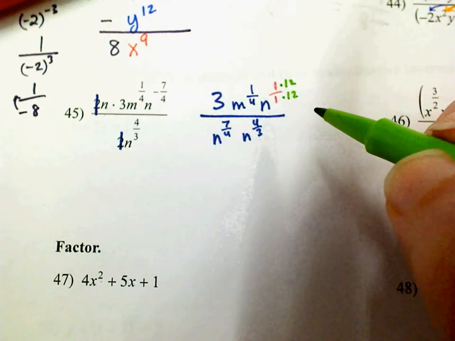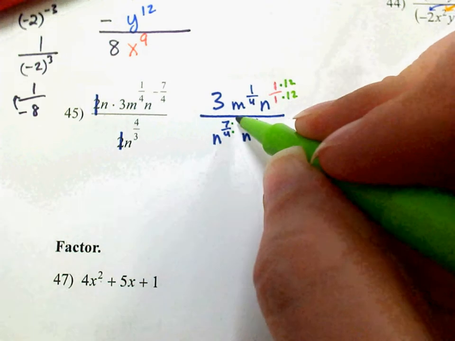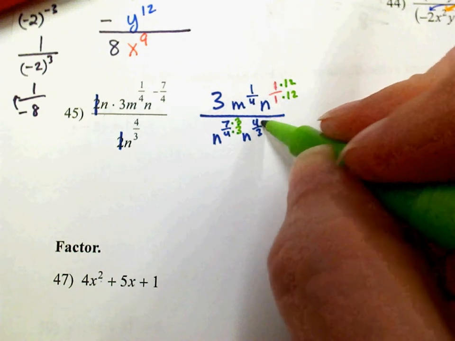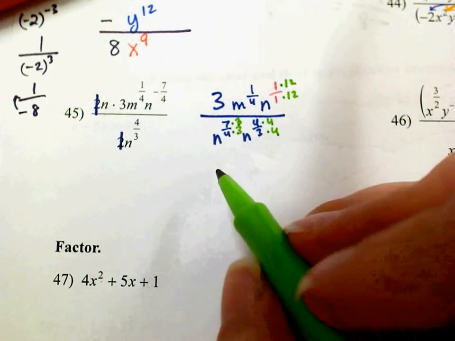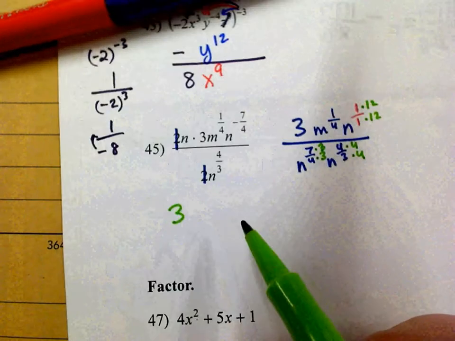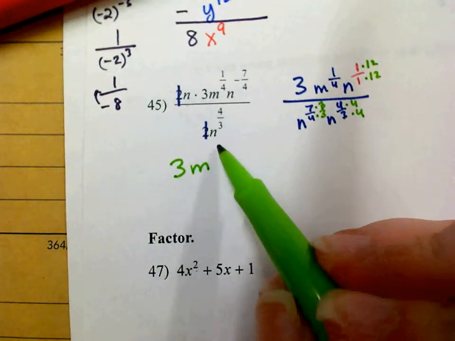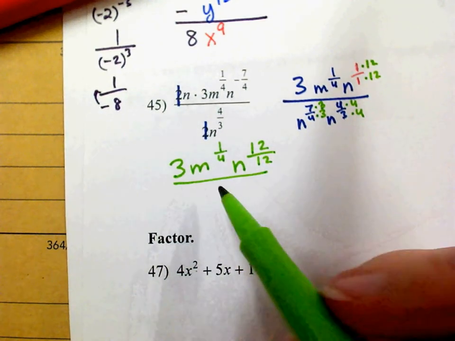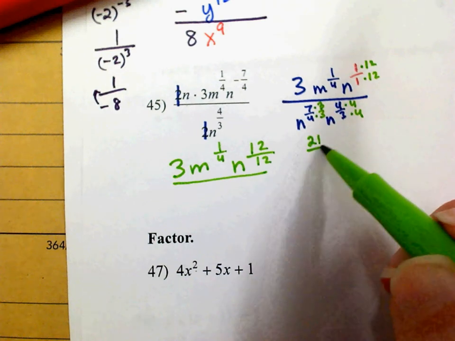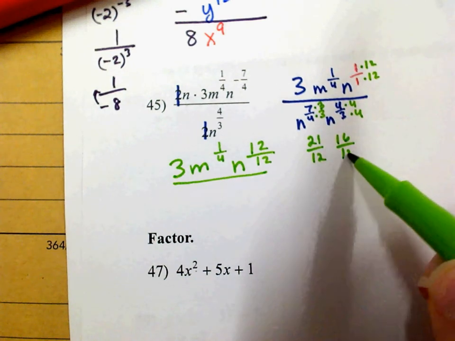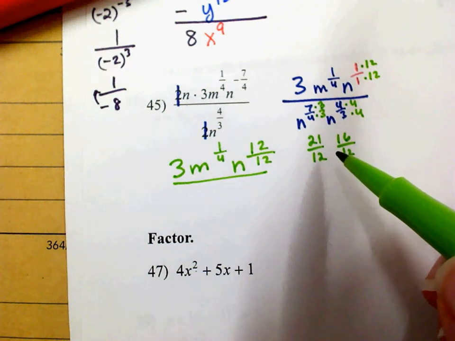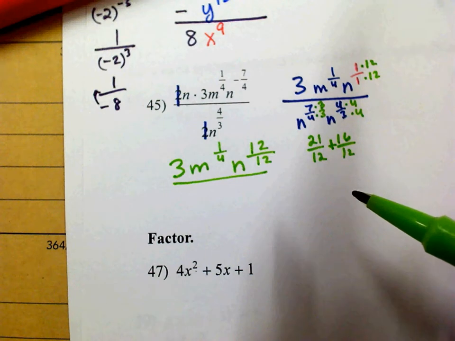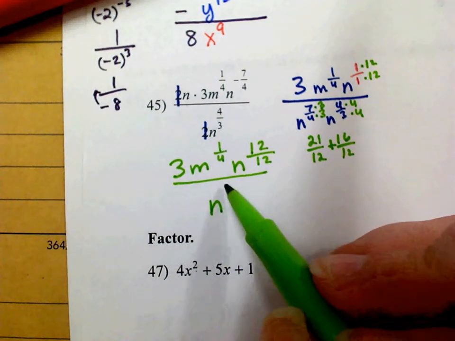And then what about the 7/4? So I need to multiply by what? 3 to make it 12. And then what do I need to multiply the 4/3 by? 4. So here's what I've got. 3 m to the 1/4 n to the 12/12 over this is 21/12 and this is 16/12. What do I do with those two powers? Add them. What's 21 plus 16? 37. So in the denominator I have n to the 37/12.